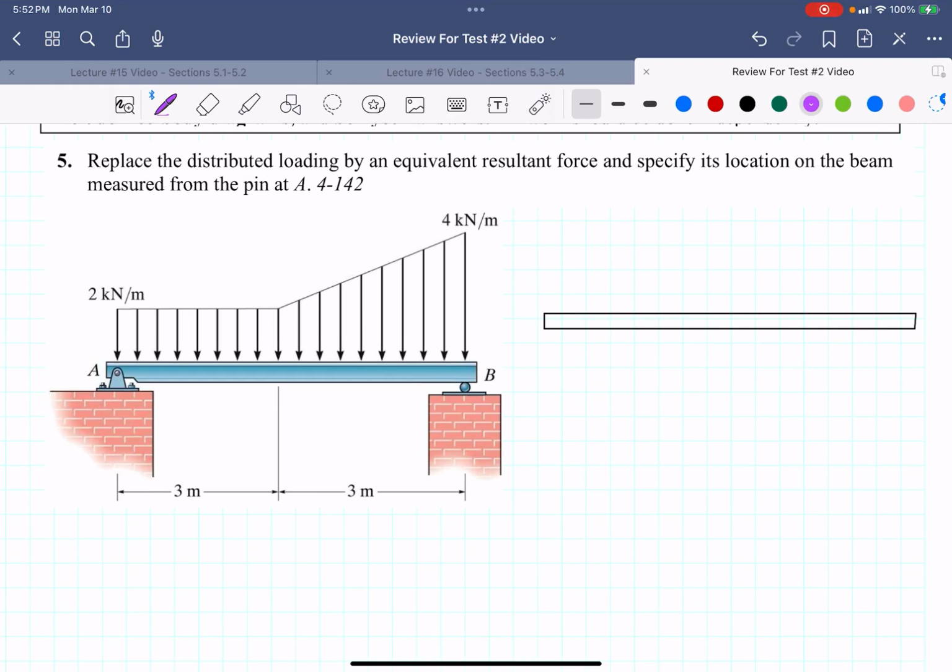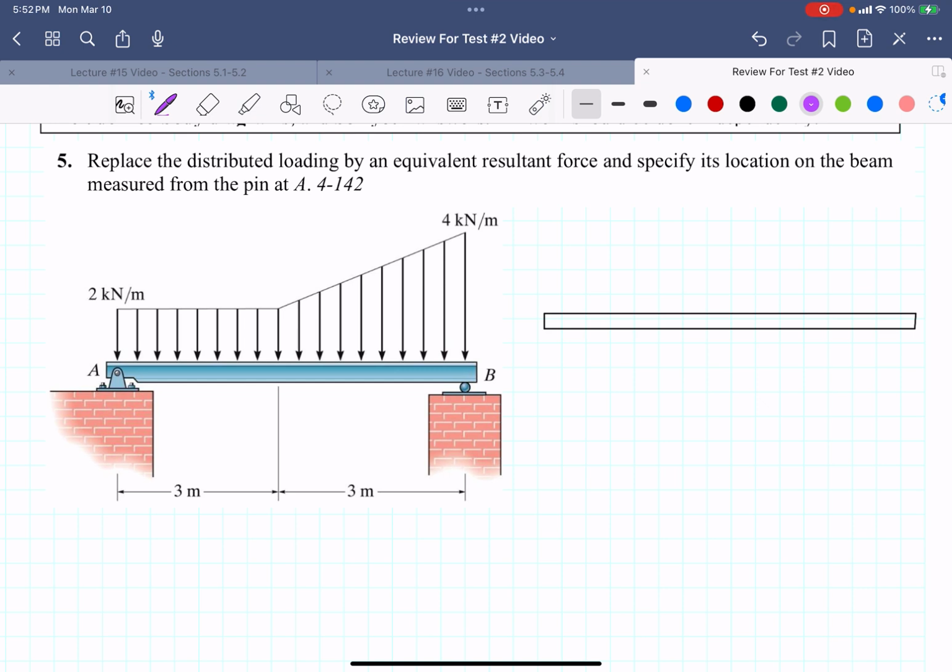So this video is for problem number 5 on the review for test number 2 for statics. And this is a distributed loading problem where we're trying to find an equivalent resultant force and find its location on the beam, much like we did in the last problem.